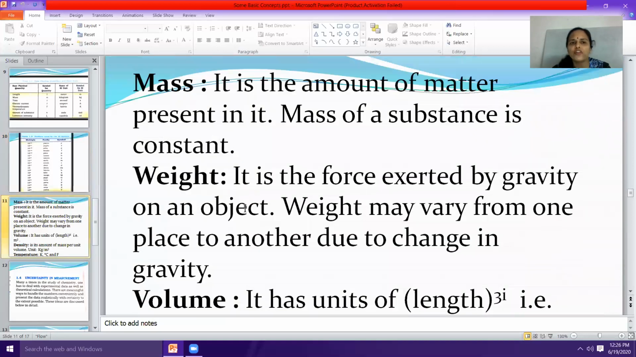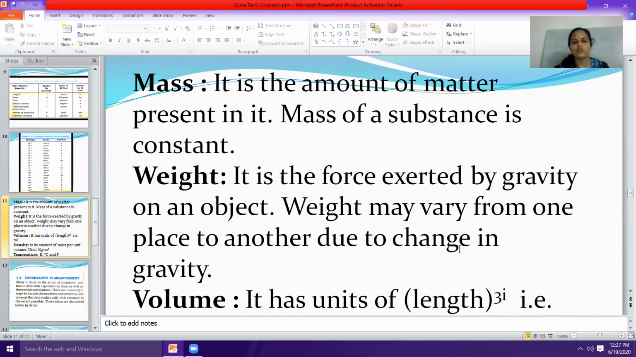and it is the difference between mass and weight. So you know, mass is the amount of matter present in it, and the mass of the substance is constant always, whereas weight is the force exerted by gravity on an object, and it may vary from one place to another due to change in gravity. So that is the difference between mass and weight. Mass remains constant, whereas weight changes from place to place due to change in gravity.